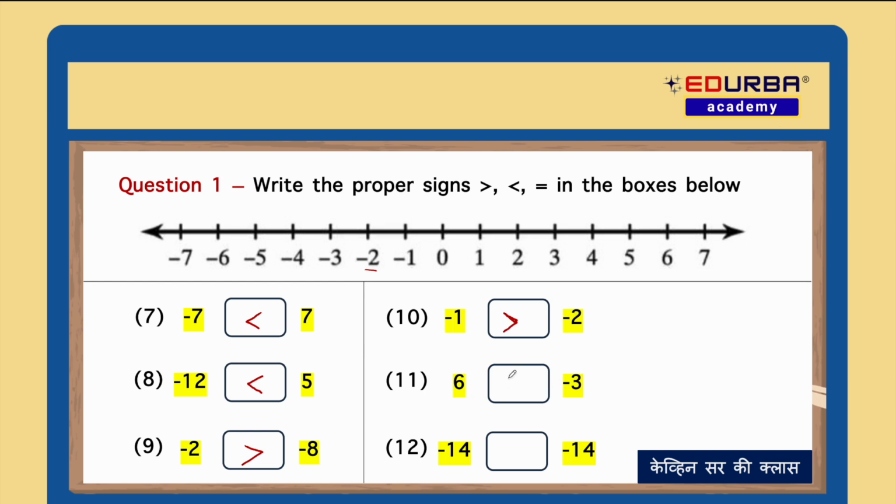6 and -3, which is very simple. 6 is greater than -3. And here -14, -14, that means they both are equal. So that's how you can solve your practice set number 7.